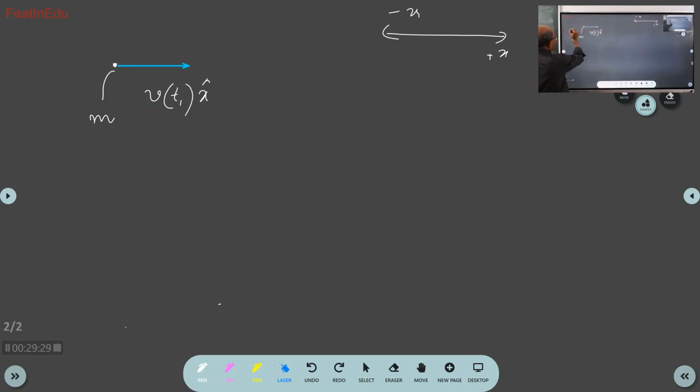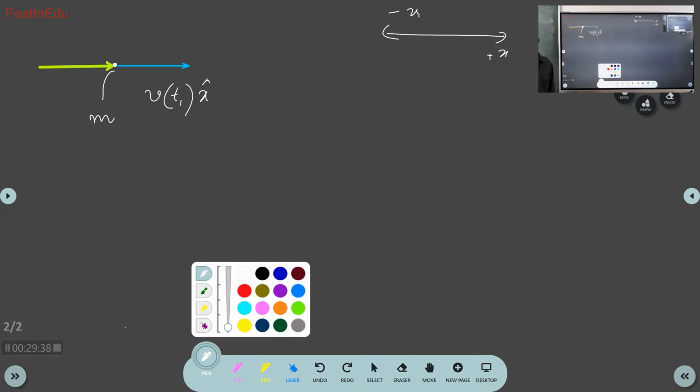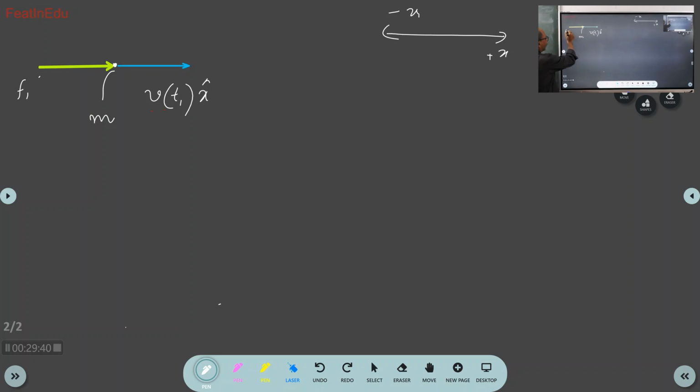So I will now draw the force vector here, correct? Alright. And what is the name you told me? F1 T1 x cap. What does F1 T1 x cap mean? The force acts on the body at time T1 in the positive x cap direction. What does F1 T1 represent? Yes, the magnitude of force, the strength of force.